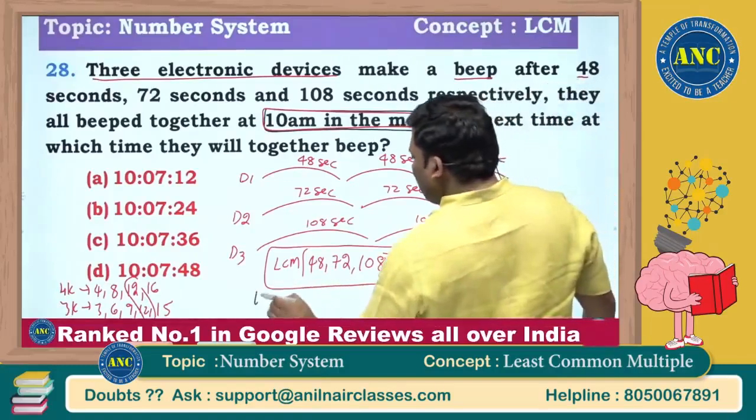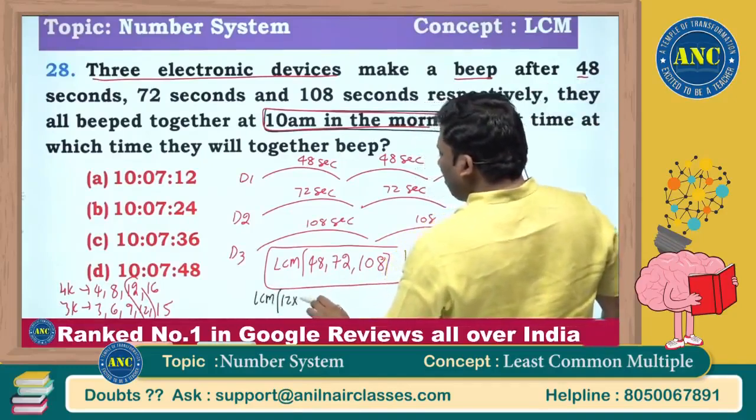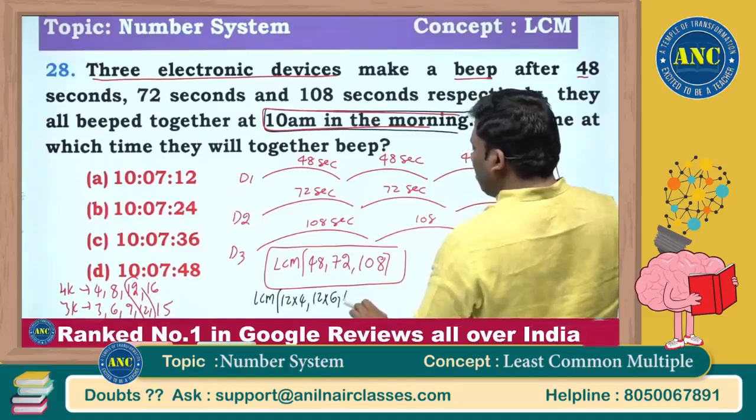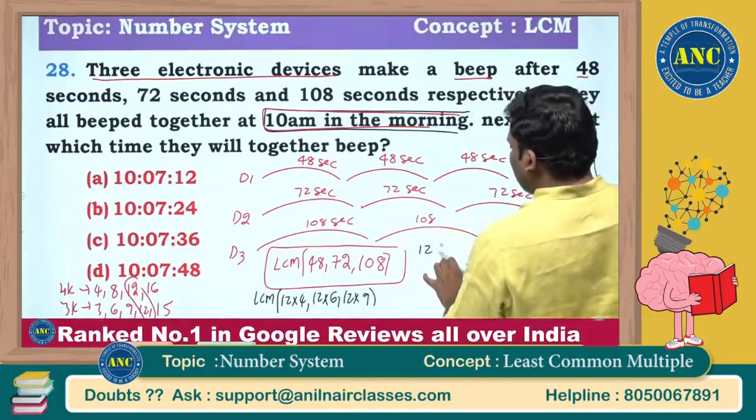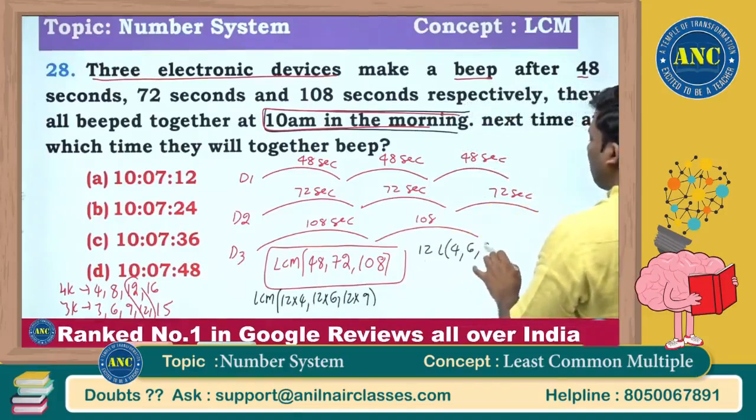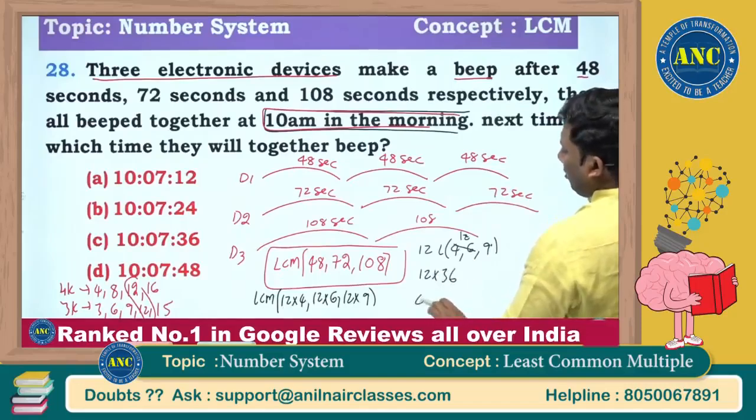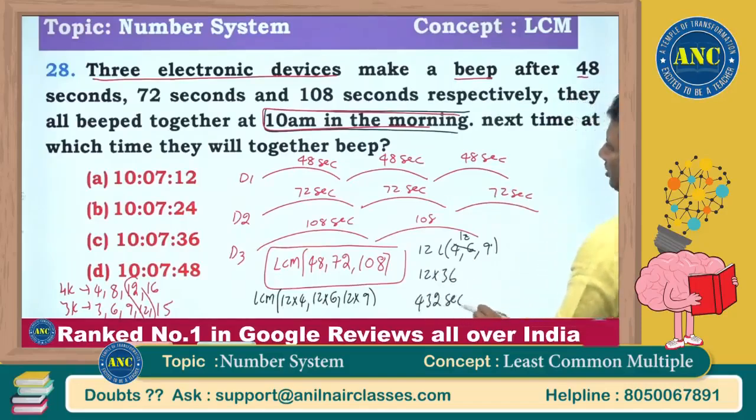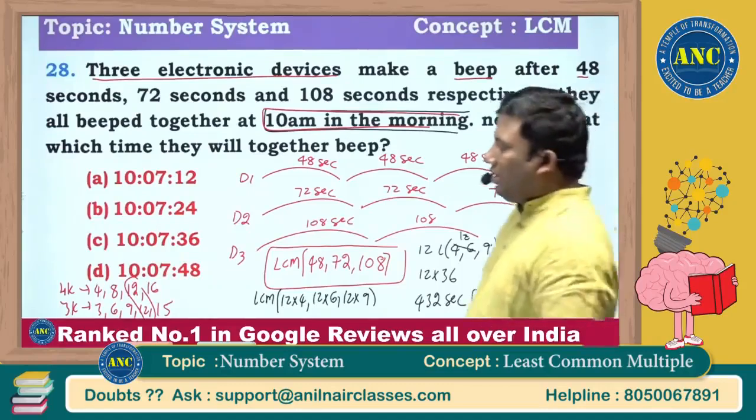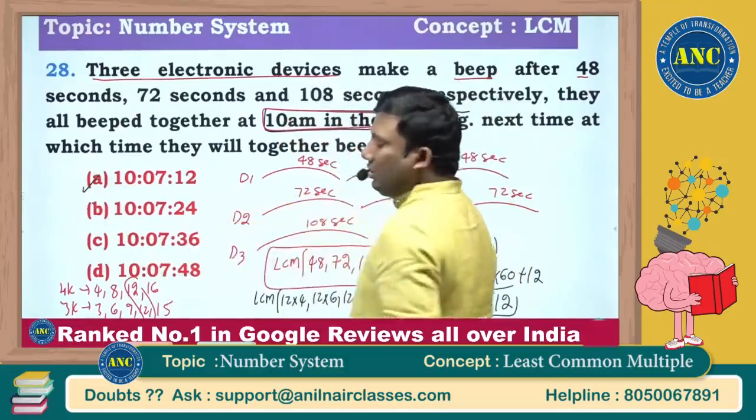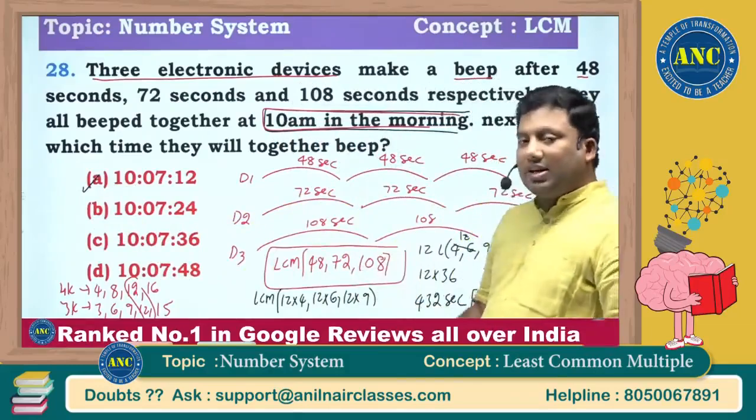Generally, how students will solve this question is 12 into 4, 12 into 6 and 12 into 9. 12 is common. This will be the LCM of 4, 6 and 9. 12 and 9 LCM is 36. So 12 into 36 is 432 seconds. 432 seconds is 7 into 60 plus 12. So they will again beep after 7 minutes 12 seconds. What is the answer? 10:07:12. Now hold on. This is a traditional method.